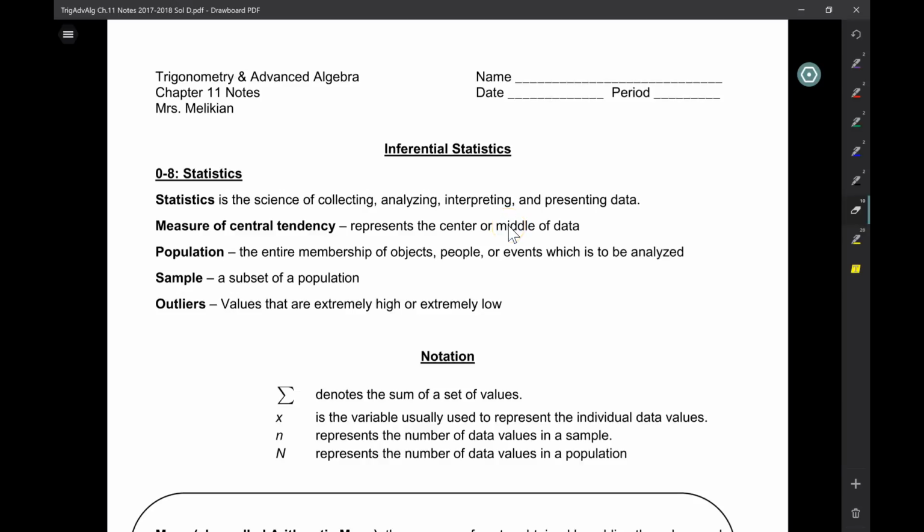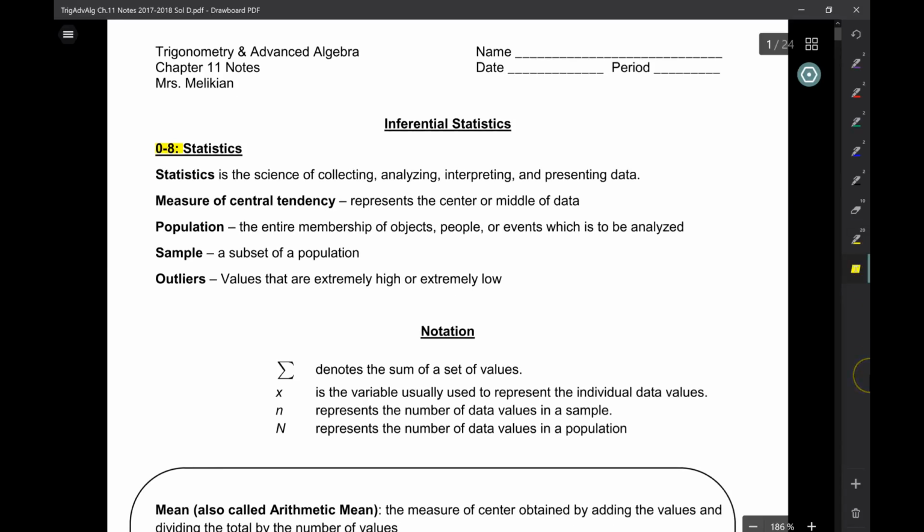All right, so we're gonna start stats, right? And just like with the matrices chapter, we first had a preliminary from chapter 0. This one too has a preliminary from chapter 0, and it's 0.8. So we're starting from 0.8. All right, so we're gonna talk about statistics.